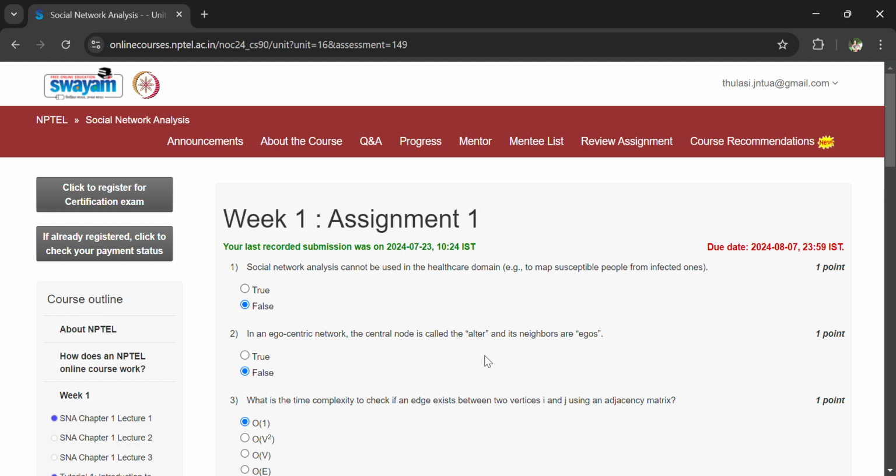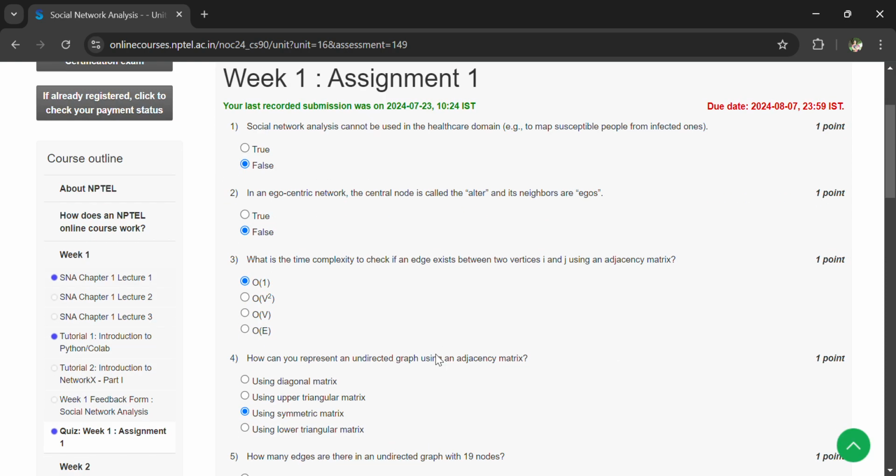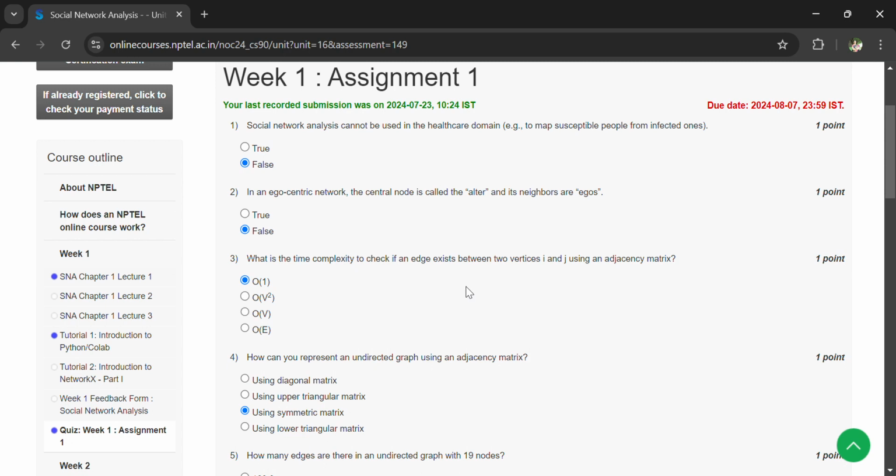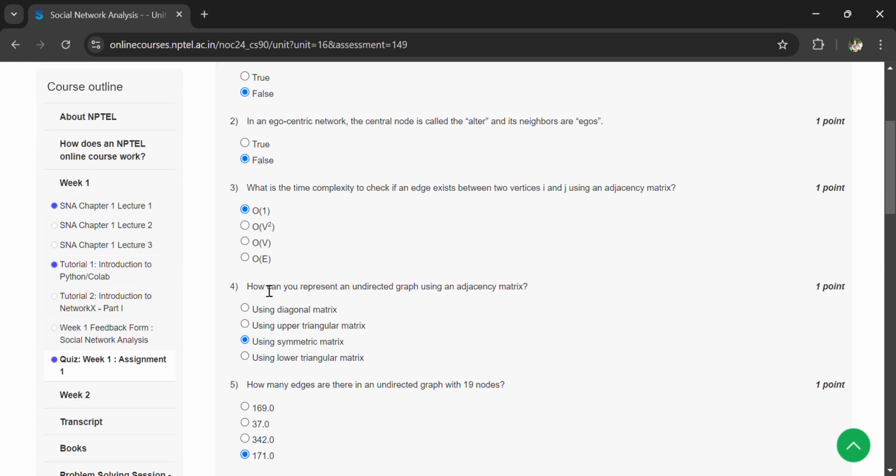The central unit is known as ego and neighbors are alter. What is the time complexity to check if an edge exists between two vertices i and j using an adjacency matrix? Because we can directly check whether there is an edge or not by using the adjacency matrix, the order is 1. How can you represent an undirected graph using the adjacency matrix?